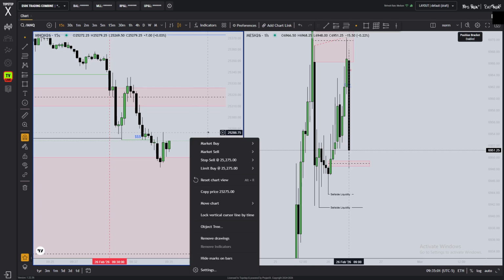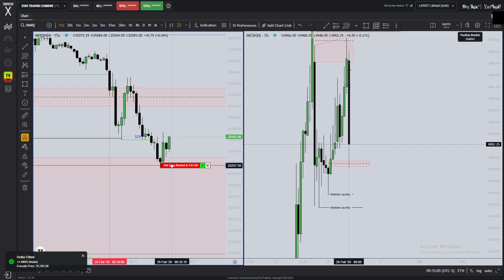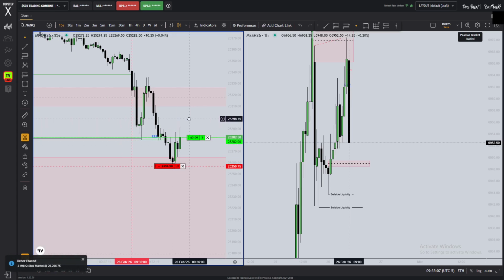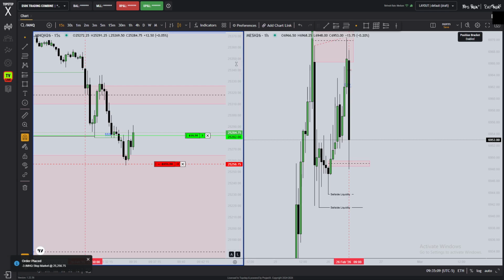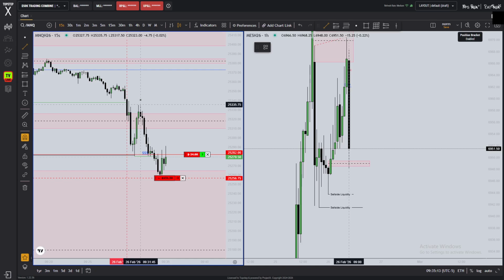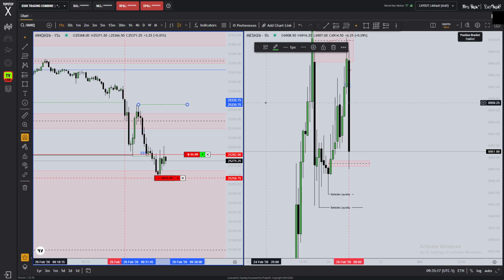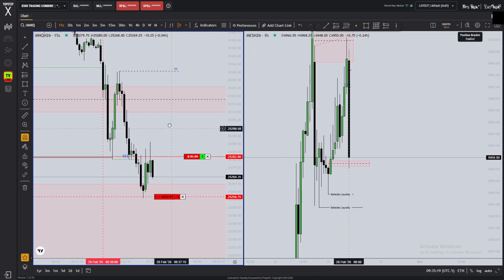Putting that change. Put a bomb by 3. Stop at the SMT. And we're just gonna hold. And we will go break even here. I'm just gonna be patient and wait.